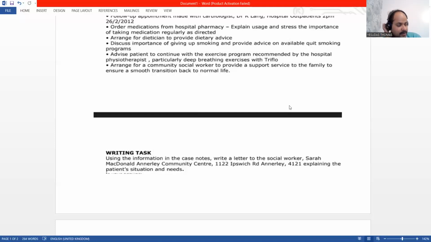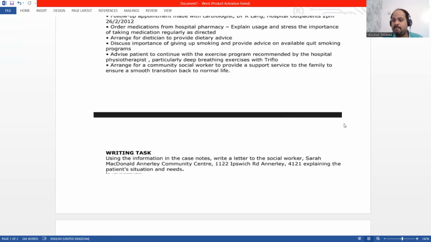So we are going to discuss two main things in this particular letter. The first one is the patient's situation. What type of situation is needed for a social worker? So that we have to select from the case note and present it in order. And the social needs or financial needs, whatever it is. So the specific needs which the social worker can help, so that has to be outlined there.